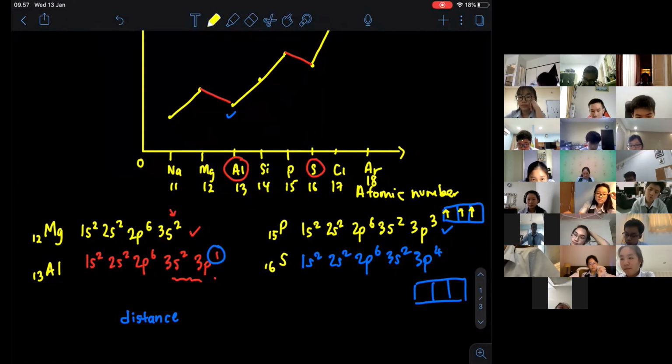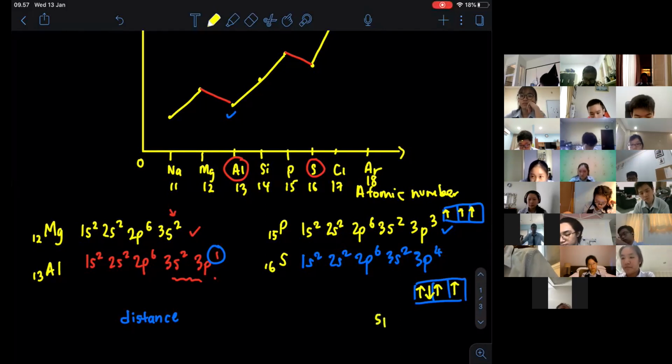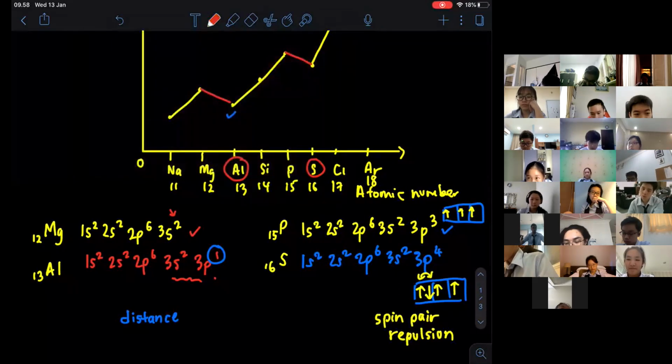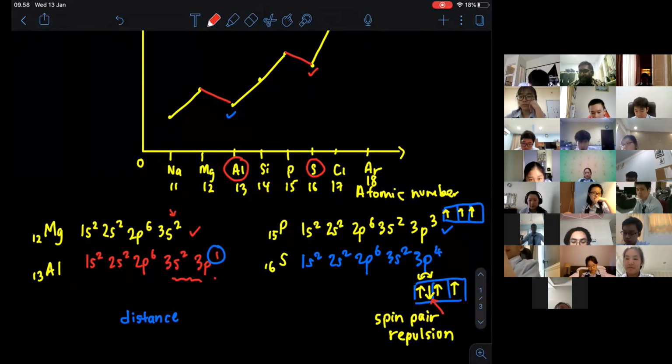But when you look at 3p4, one of the orbitals is going to be paired. This pairing creates what we call spin pair repulsion. The key point here is that spin pair repulsion happens, so these two electrons repel each other. It means that this electron can be removed easily. Therefore, the first ionization energy of sulfur is slightly less than expected. Why? Because of the spin pair repulsion.